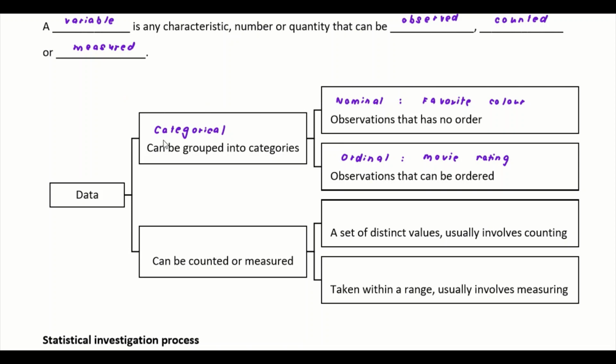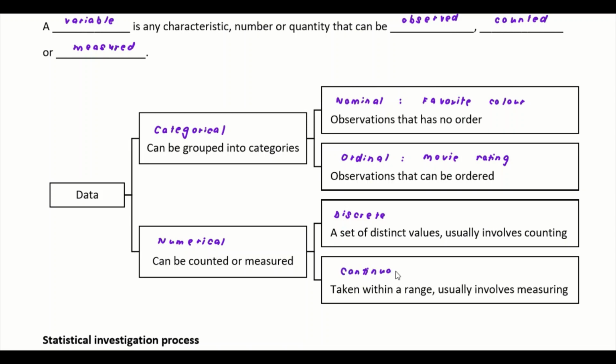Then the second type is numerical. By looking at this word, you know that it deals with numbers. All right, so numerical data is basically the data that can be counted or measured. We have two types of numerical data as well. The first one is the discrete numerical data. Then the second one is continuous numerical data.